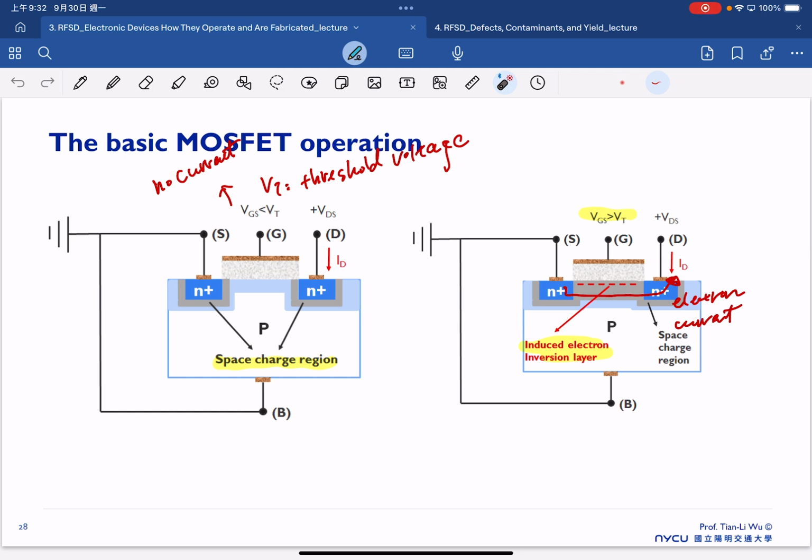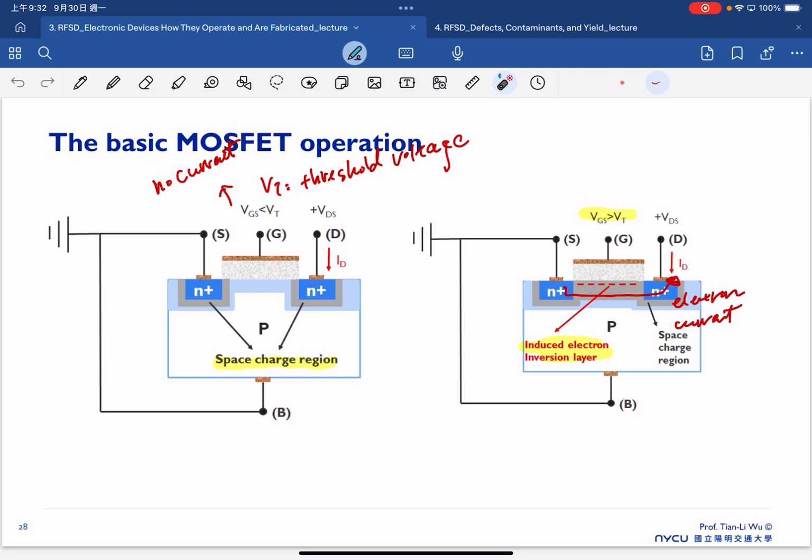Okay, good morning everyone. So last week we already started to discuss the basics of MOSFET operation. We showed the case of the gate bias smaller than the threshold voltage. In that case, there will be no inversion electrons in the channel. So we don't have inverted electrons here.